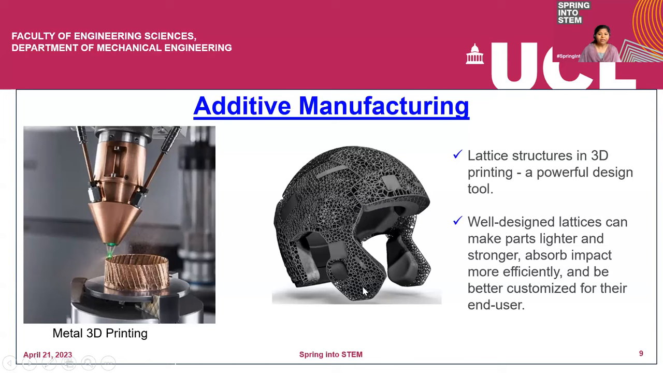Another advantage of additive manufacturing is lattice structure 3D printing. As you could see here, is a helmet that is printed using 3D printing or additive manufacturing technology. So this lattice structure is a powerful design tool. Generally, if you see any helmets, it will be a solid filled one-piece body. Whereas here, with a well-designed lattice, you can make the part lighter and stronger, and it can also absorb the impact force much more efficiently. And it is not one product for all, but you could customize this product as per the needs of the end user. This is possible in additive manufacturing.